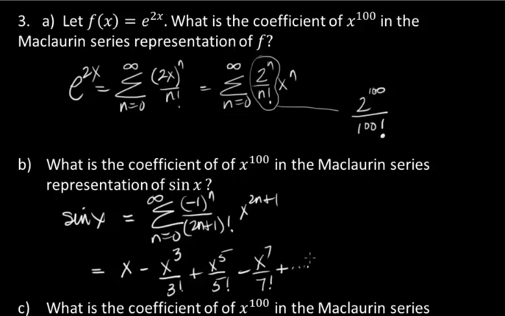It's 0. What's the coefficient of x to the 4th? 0. Because the even powers of x all have coefficients of 0 in the series for sine x. So we say the answer here is the coefficient of x to the 100 is 0.